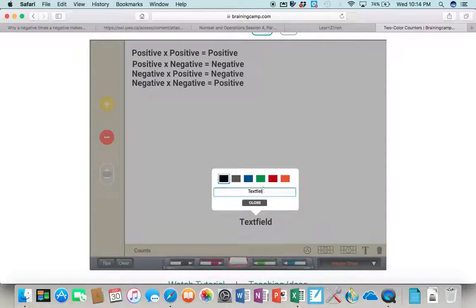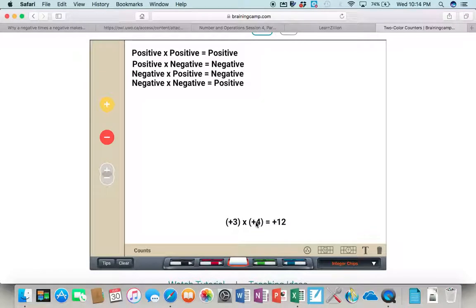So let me just get a question here. We're going to go positive 3 times positive 4 equals, and we know that the answer is positive 12. So there's our question. So what does that look like? We need to interpret this question. So we have a positive here, and first of all we need to start off with 0. So we're always starting off with 0.